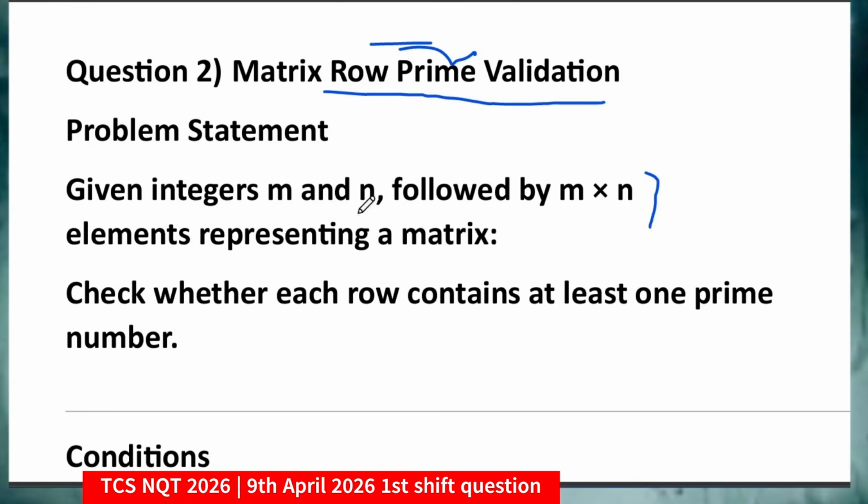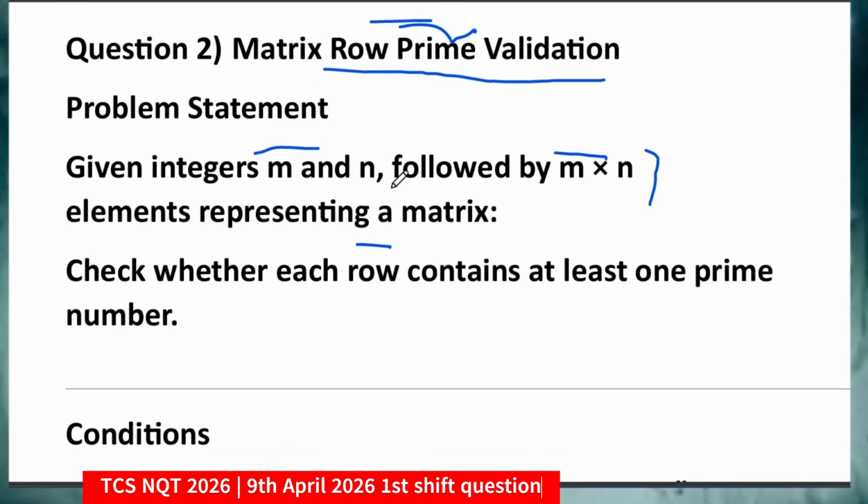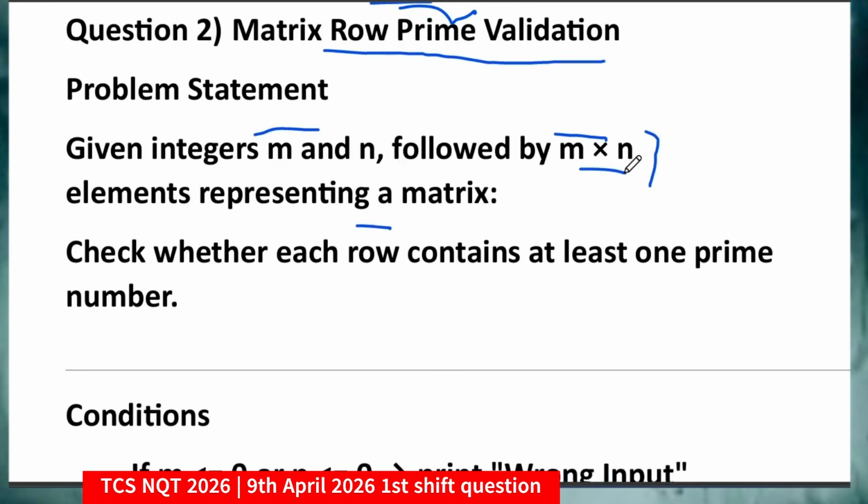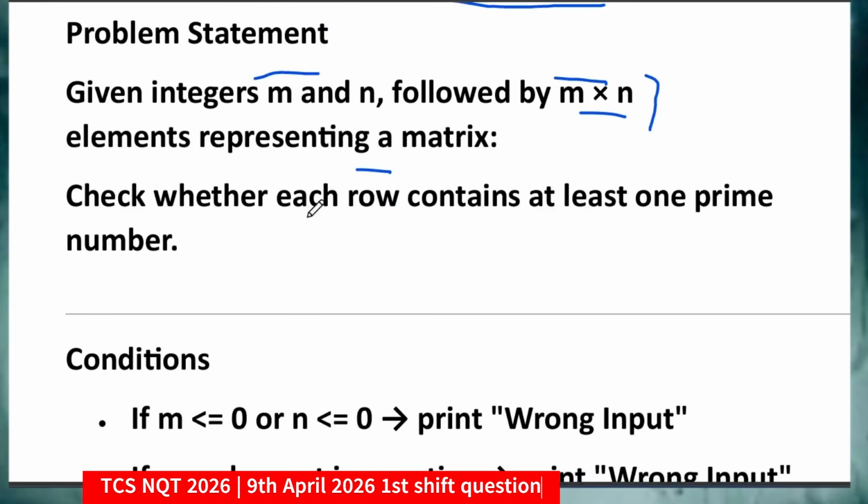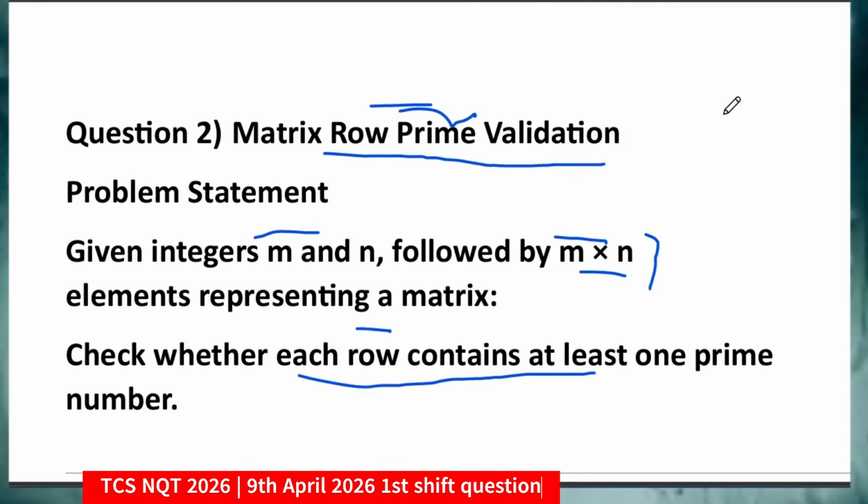So what was the question? Given integers m and n followed by m cross n elements representing a matrix, means you have to take the rows and columns, and then take the input of an m into n matrix. Now check whether each row contains at least one prime number or not. That's it. Suppose you are taking 2 rows and 2 columns, and you are taking the values as 6, 3, 2 and 6. Just check whether each row contains at least one prime or not.